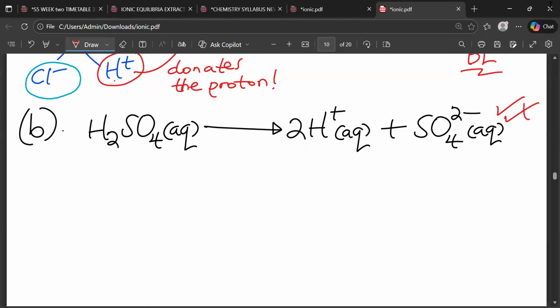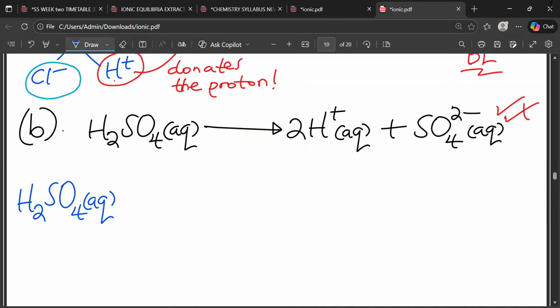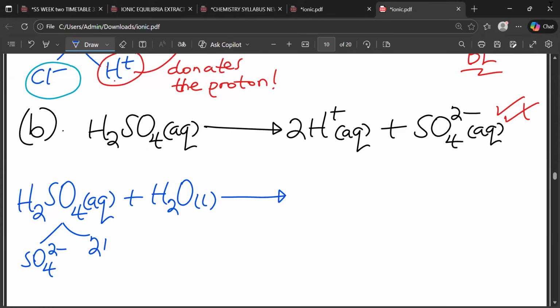Then alternative 2, that one involves water. So it is H2SO4 aqueous plus water, liquid, the arrow like that. We all know this one has 2 of them. It's having the sulfate ion, which is going to be ignored for reasons you know. The sulfate ion is like that. I explained everything long time. Then we are having 2 of them like that.